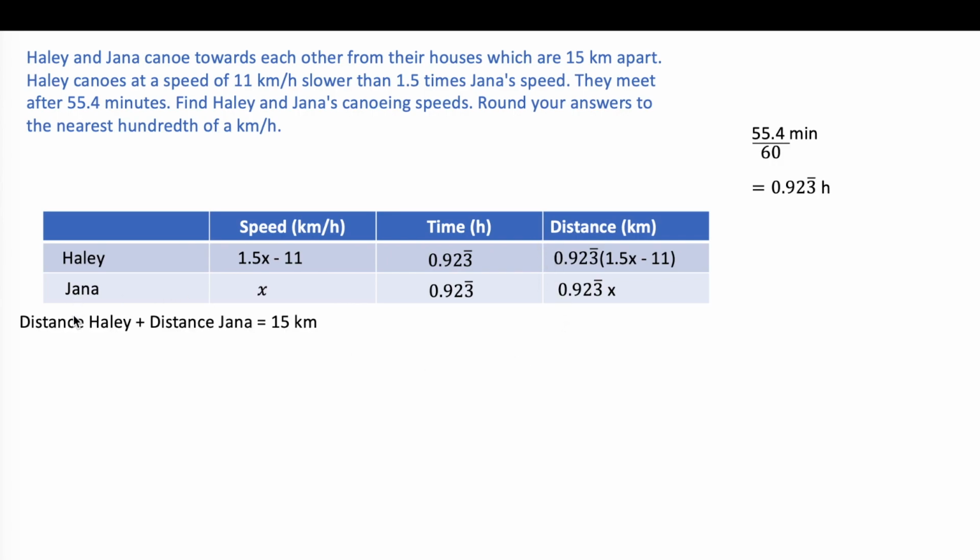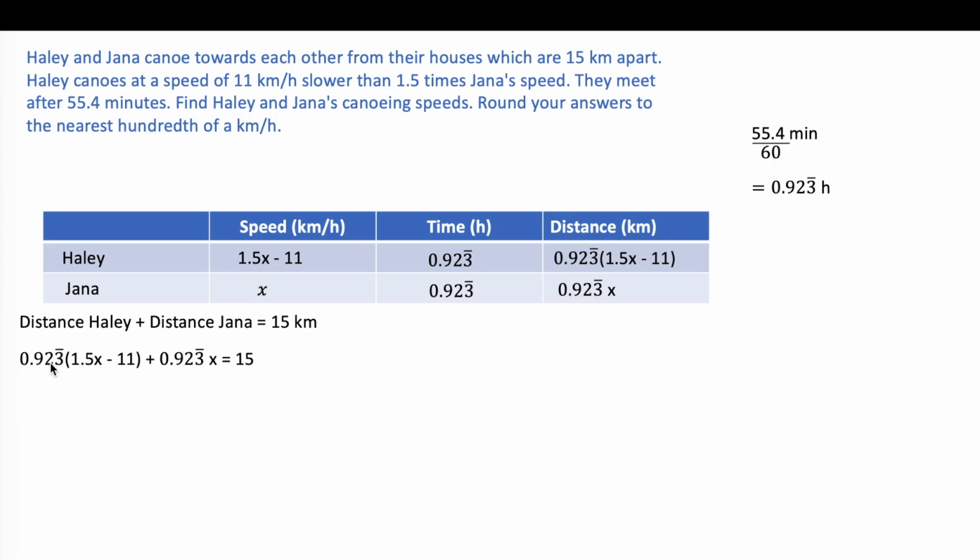The distance that Haley travels, added to the distance that Jana travels, is the total 15 kilometers. Now, we don't know how much of this is Haley traveling. Let's say Haley is going 10 kilometers and Jana could be going 5. We don't know their two distances, but we know together it's the 15 kilometers between the two houses. I'm going to replace Haley's distance with 0.923 repeating times 1.5x minus 11, and Jana's distance with 0.923 repeating x.